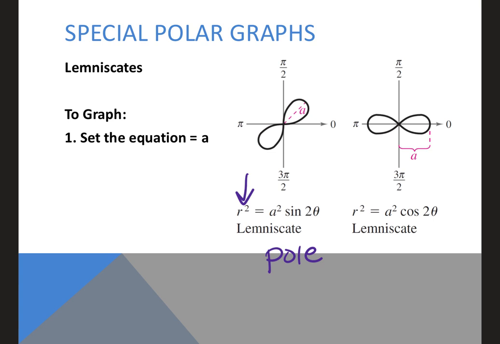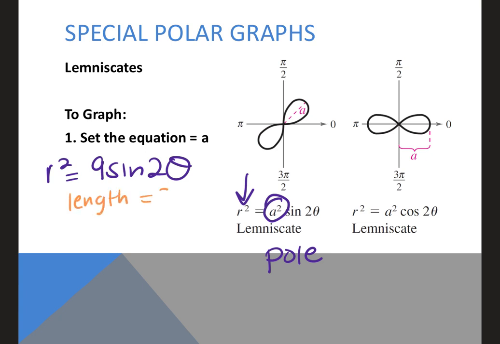So one big difference is the r squared. The second big difference is that the number on the front is a squared, which means to get the length of that petal or that loop, we have to square root that number. So if it says r squared equals 9 sine 2 theta, 9 is not your length, 3 is, because that number is your length squared. So I say my petal length or the loop length or whatever you want to call that is 3.